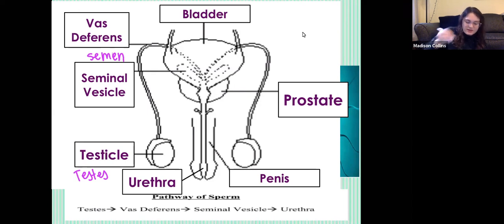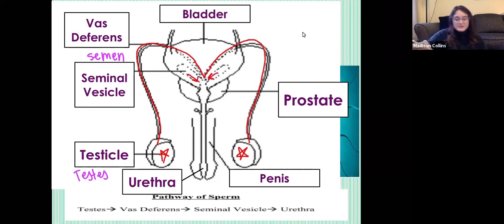Let's do it in red. All right, so again, the sperm are produced in the testicles or the testes. They're then going to travel through the vas deferens, again on either side. And then they're going to come in contact with these structures known as the seminal vesicles. The seminal vesicles are responsible for pumping that fluid into the semen, or I'm sorry, into the sperm. And then eventually that semen is going to leave through the urethra. All right, make sure you know that pathway, guys. You will see it again.